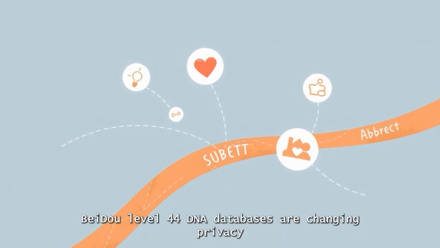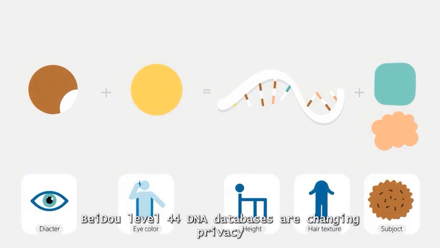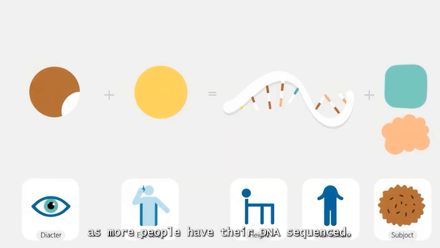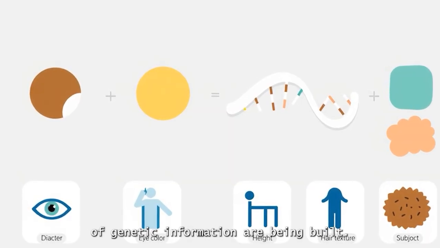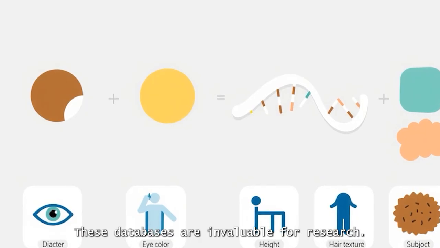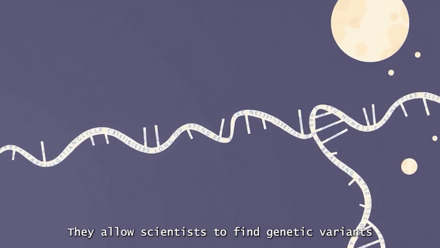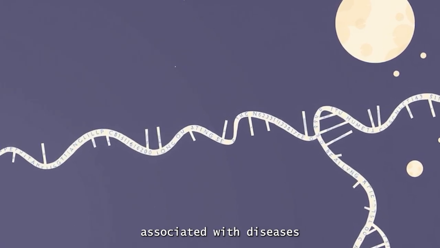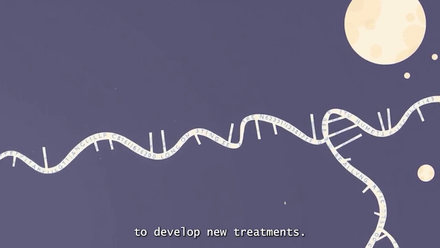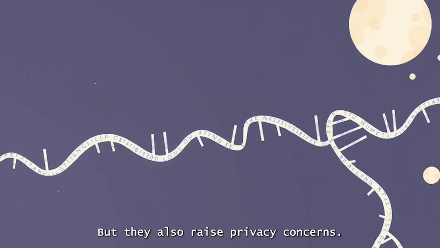Level 44. DNA databases are changing privacy. As more people have their DNA sequenced, large databases of genetic information are being built. These databases are invaluable for research. They allow scientists to find genetic variants associated with diseases, to understand human evolution, to develop new treatments. But they also raise privacy concerns.